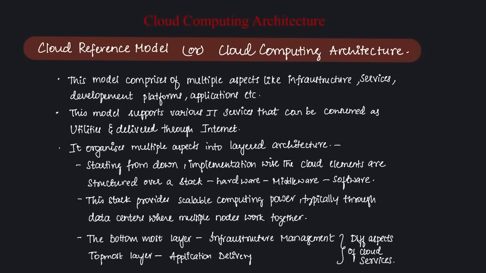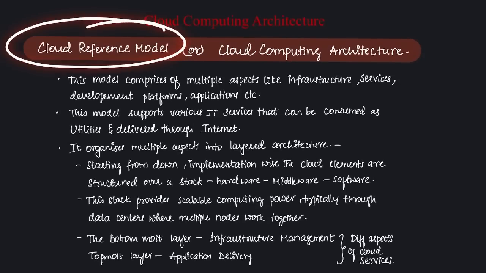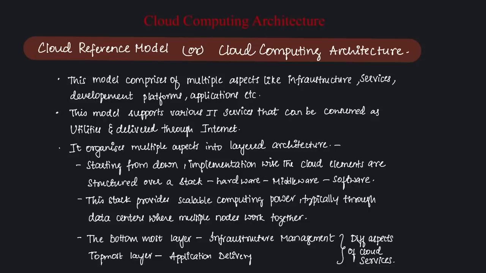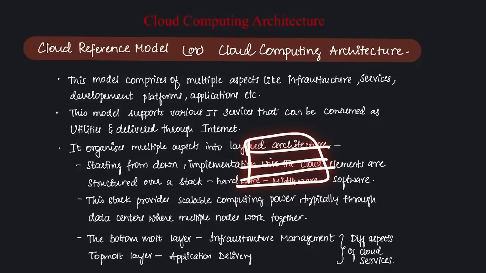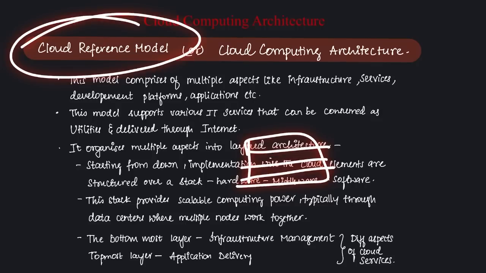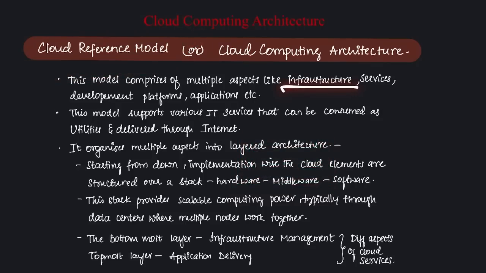So let's understand what the cloud reference model is. It will tell us what the multiple aspects present in the model are. It is a prototype which is designed, a structured definition of how the cloud is being assigned in the network. So it has the infrastructure, the services it offers, the development platforms, and the applications. All those things are specified in this model.